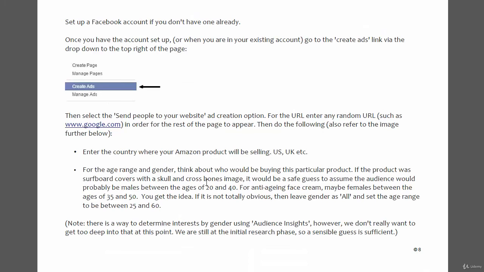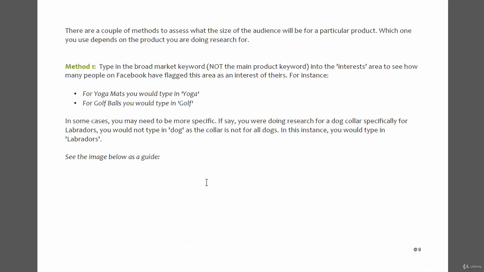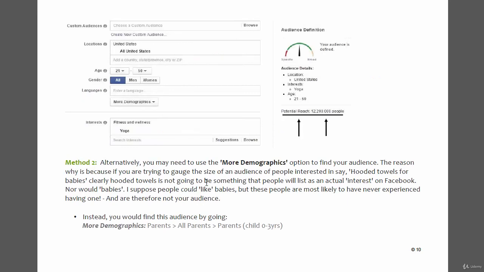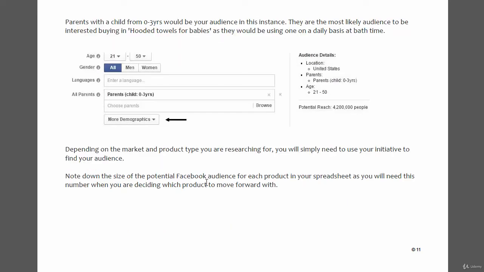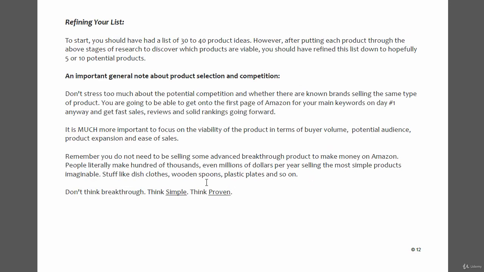Now, once you have done that, I've given some additional methods here for Facebook. I've written everything out for you, so it should be clear on how to find your audience, or just to confirm that there is an audience to market to. After you've completed all this research, you will see which products you can potentially move forward with. Doing all this research will obviously eliminate a lot of products, but if you had 30 to 40 products to begin with, perhaps after doing this you might have 5 or 10 that you could potentially move forward with. Okay, so that's all for this video, and we will move on to the next stage.